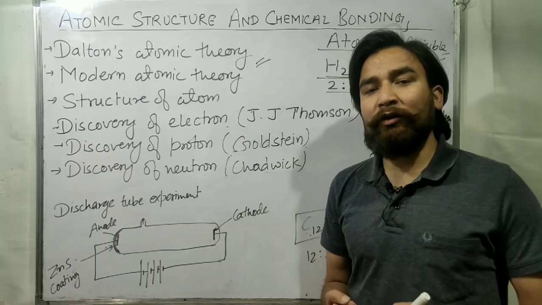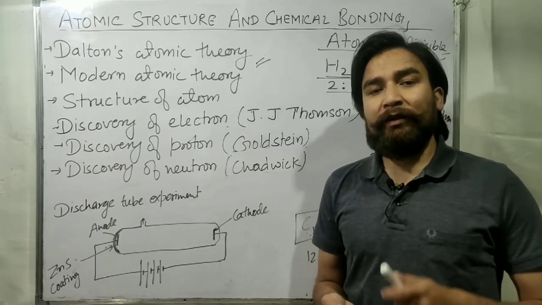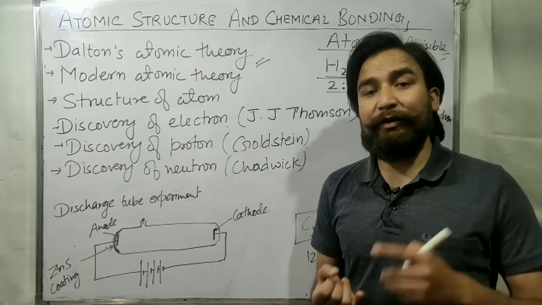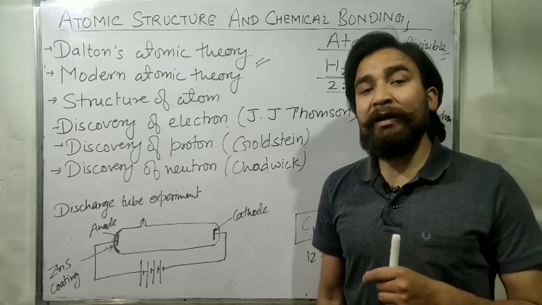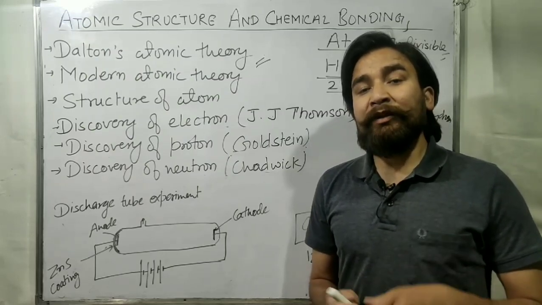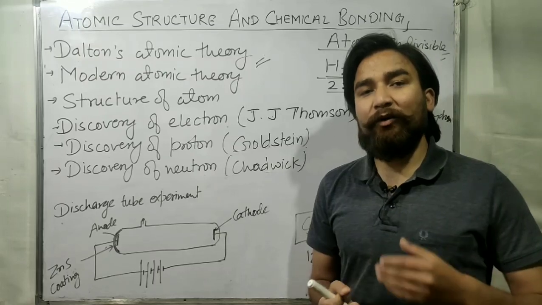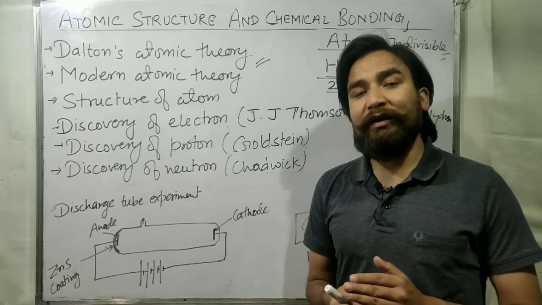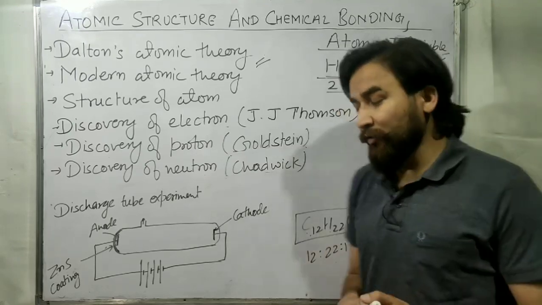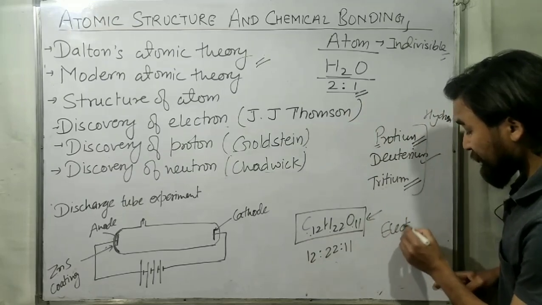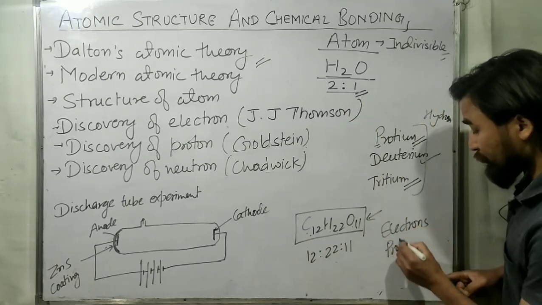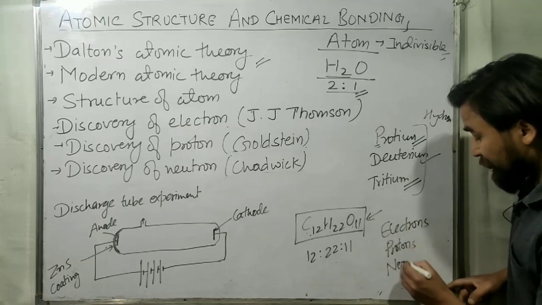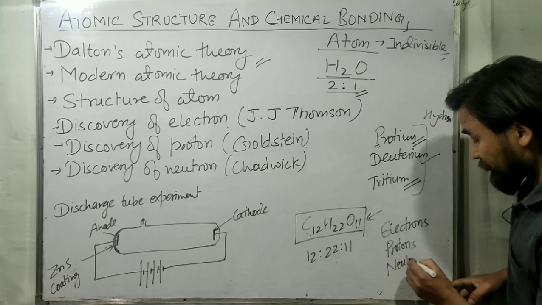According to the new theory of atom, the atom can be divided further, and there are three major subatomic particles. Subatomic particles means the particles which are present in an atom. However, we have discovered more than 35 subatomic particles. But out of these, the main particles are electrons, protons and neutrons. So you have to remember the names of these fundamental particles: electrons, protons and neutrons.